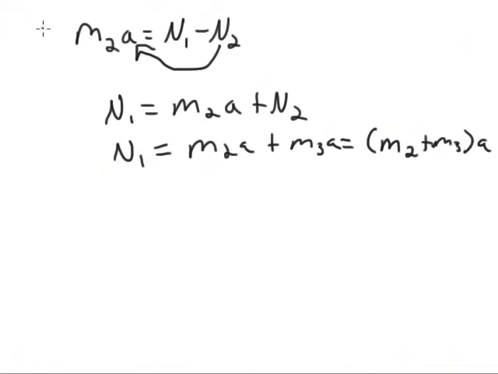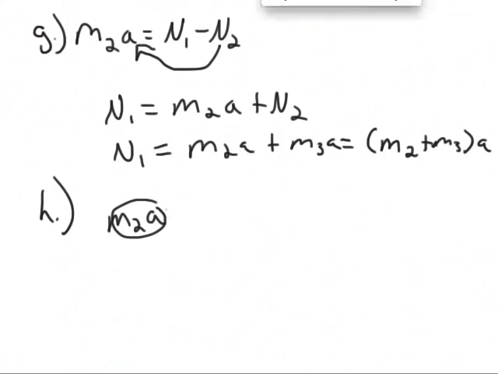So that's G. And then H is just what is the net force on M2. So the net force on M2 is just N1 minus N2. So it'll just be M2A equals, well, yeah, that's all that is right here. We could rewrite it a different way, but we already knew that. This was sort of just a definitional thing. All right. Thank you very much.